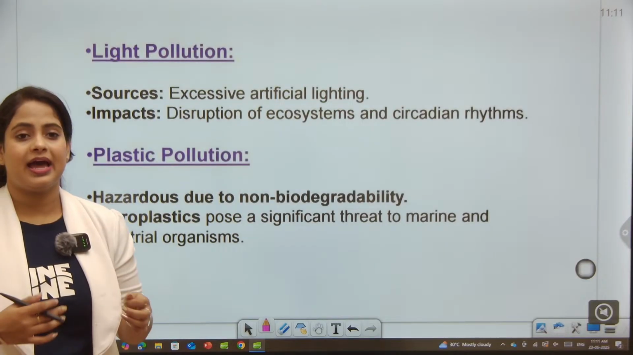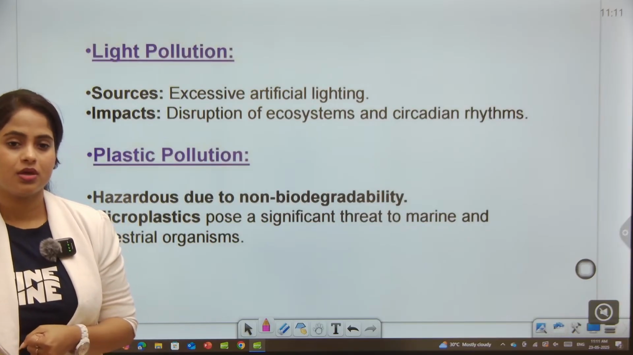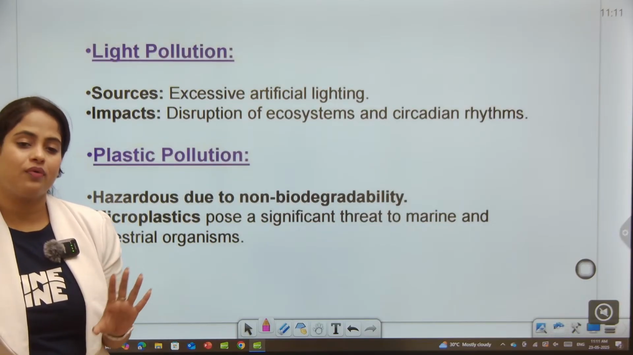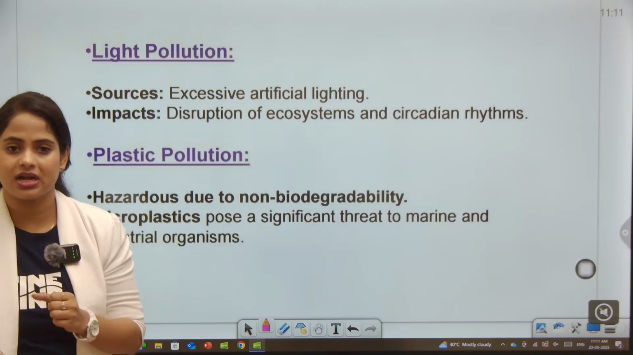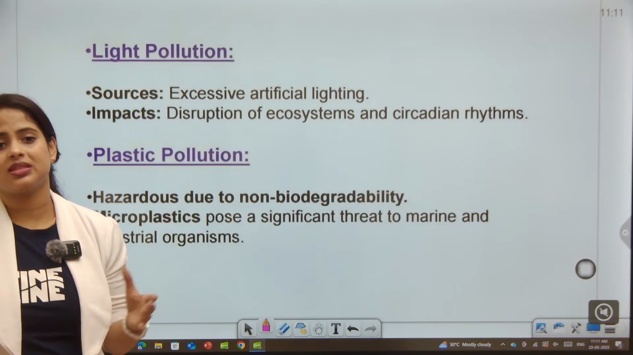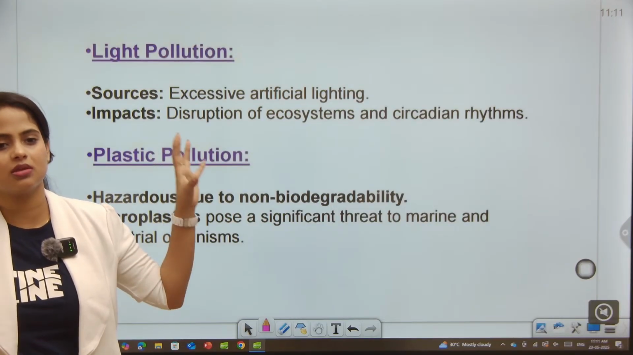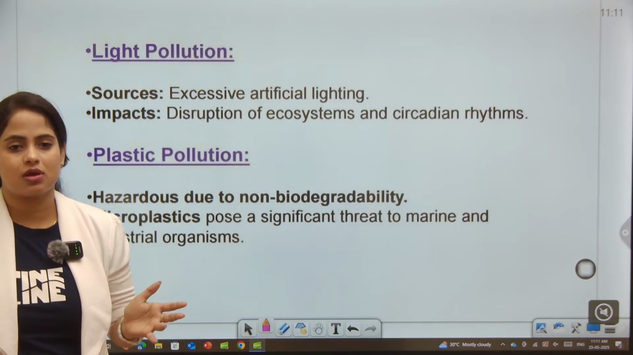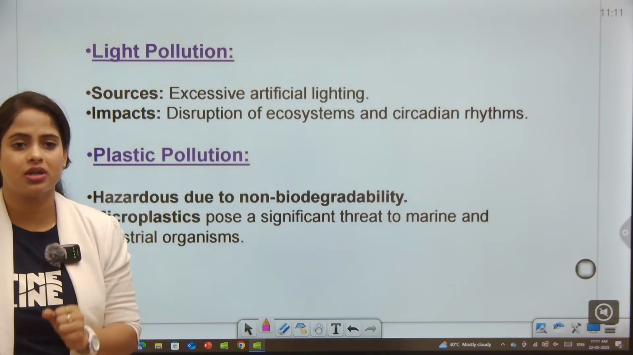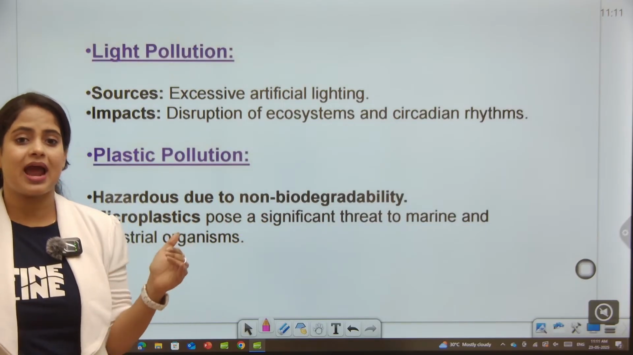Again about light pollution, the sources are excessive artificial lighting. Suppose we know what is natural lighting and what is artificial lighting. Excessive use of artificial lighting also causes light pollution. That also, you may think, this is a new word, ma'am. We had not heard of light pollution before, but yes, this is also categorized. The impacts are disruptions of ecosystems and the circadian rhythms.